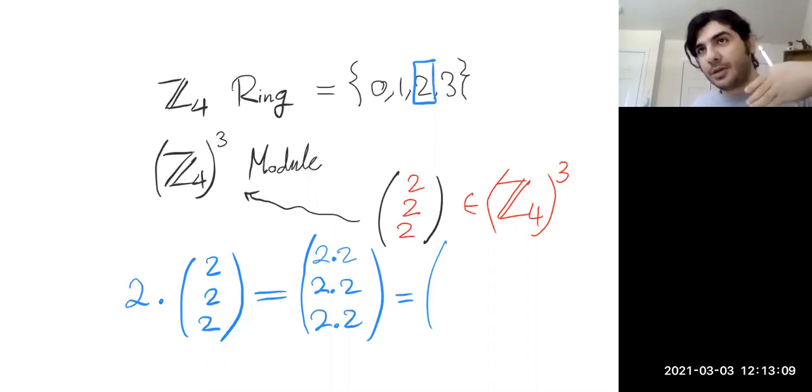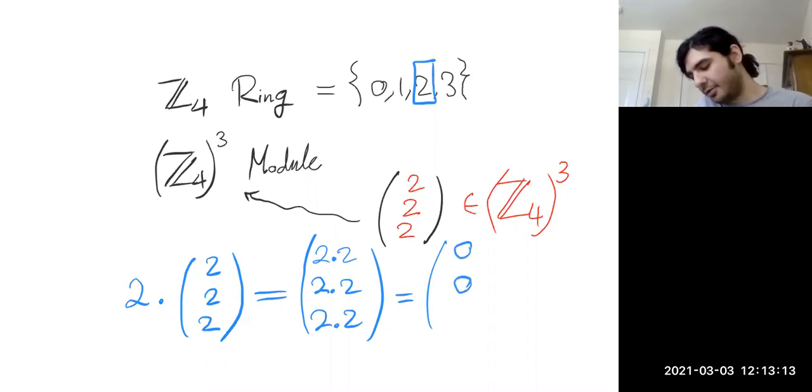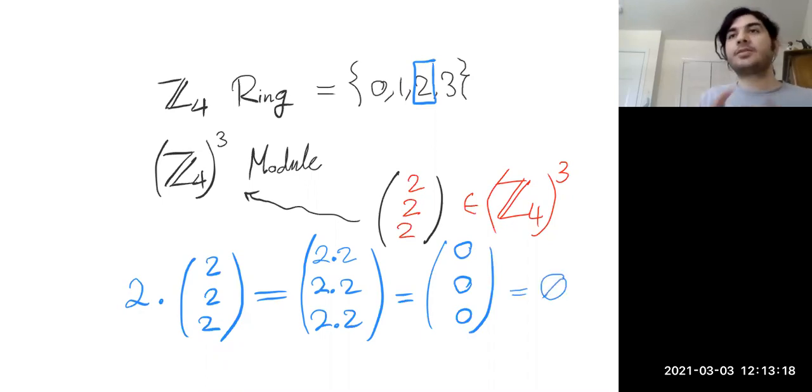Here, we should compute the remainder after division by 4. We get 0, 0, 0, which is the 0 of that space. So we have 2 non-zero elements. The result of their multiplication is 0.